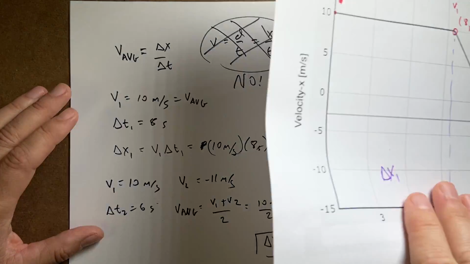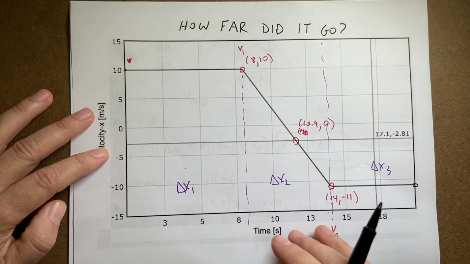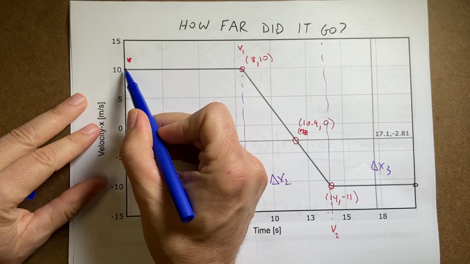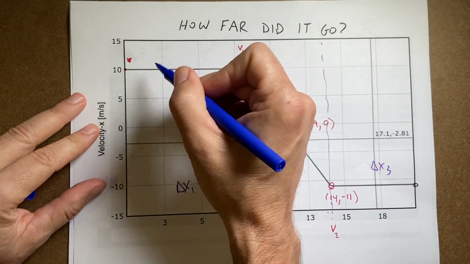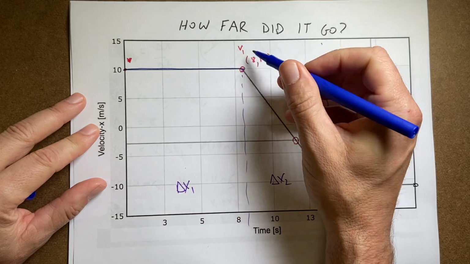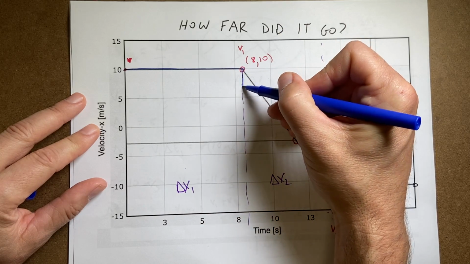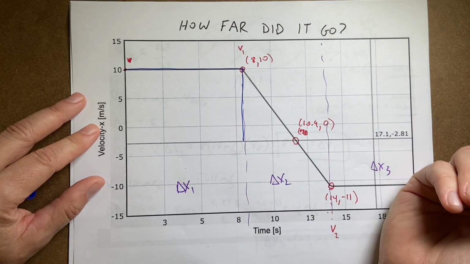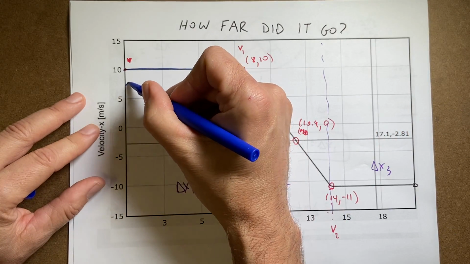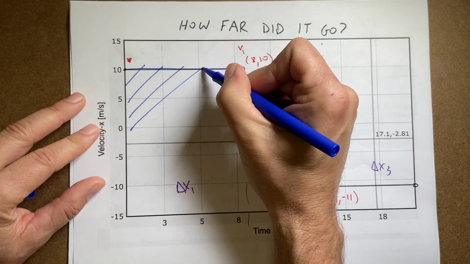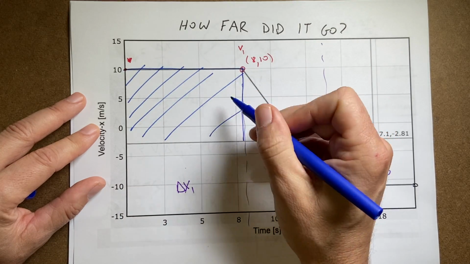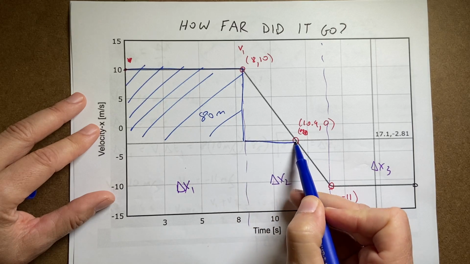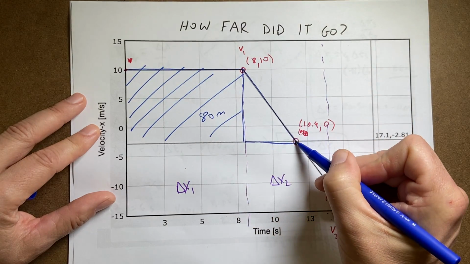Okay. So let's look at this graphically too. There's another way you can do this. You'll notice that I have the average velocity times the time interval. So this is the average velocity. That's 10. And that's the time interval of, what was it? 8. And 8 times 10 is this area. And I get 80.